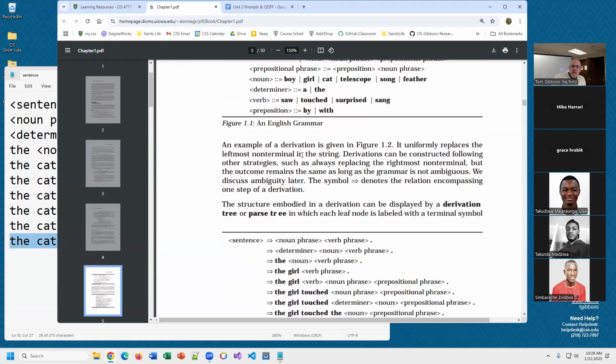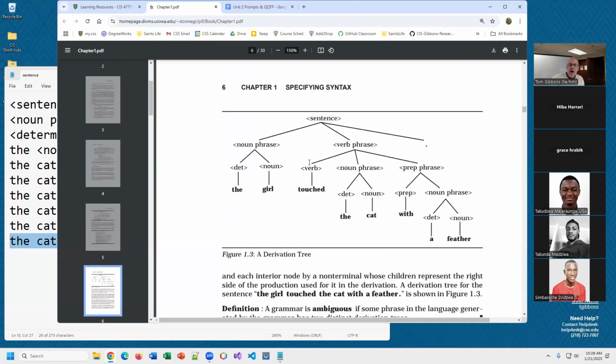Let's look at some more examples of this and how we specify.